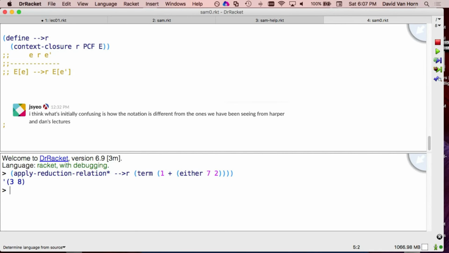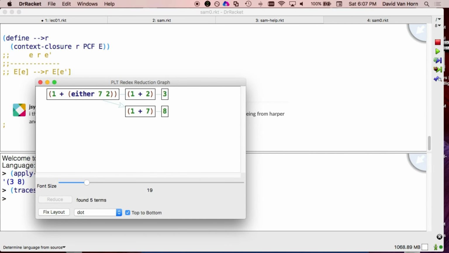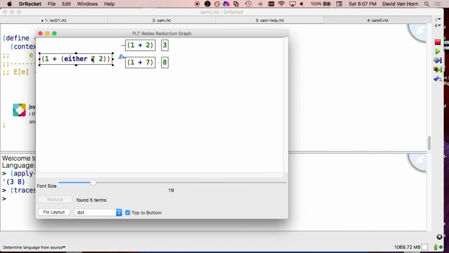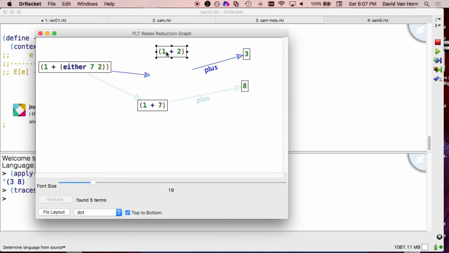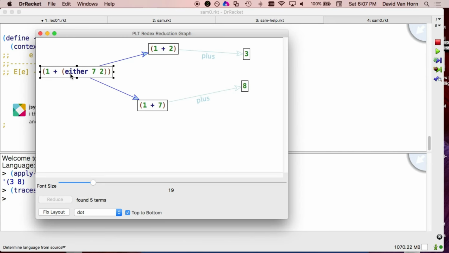Okay? We can visualize this by, instead of calling apply reduction relation, using this tool called traces. And you'll get a graph mapping out all of the steps of the reduction relation, and it will label. We didn't give names to the either rules, that's why there's no labels on these arrows, but notice it's labeling the plus reductions here.